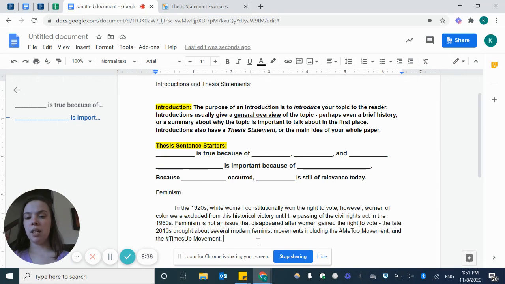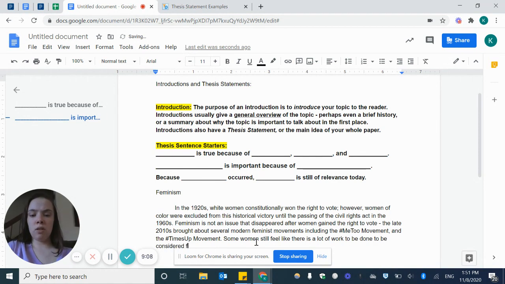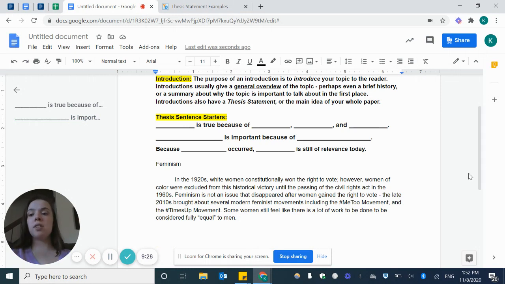Maybe I want to say, some women still feel like there is a lot of work to be done to be considered fully equal to men. Like I said, I'm just making this up. Maybe if I had more time, I would polish this up a little bit. But that sounds like a pretty solid introduction so far. I just need to add my thesis statement into it.